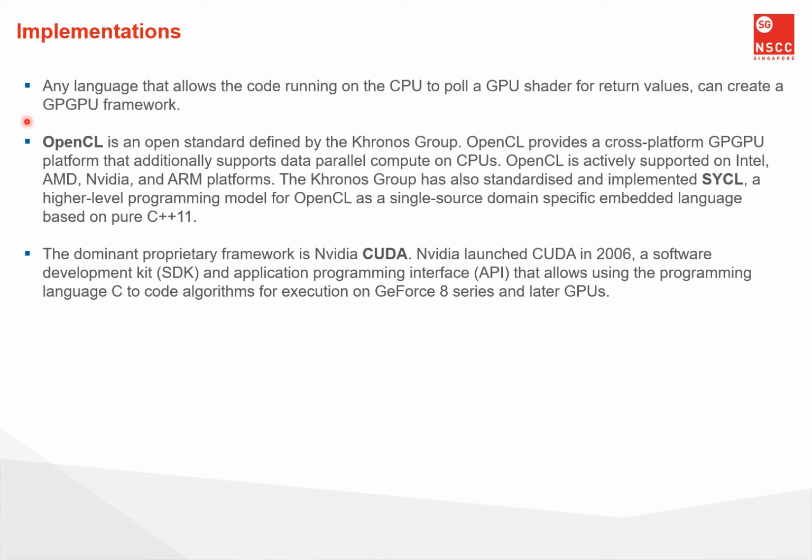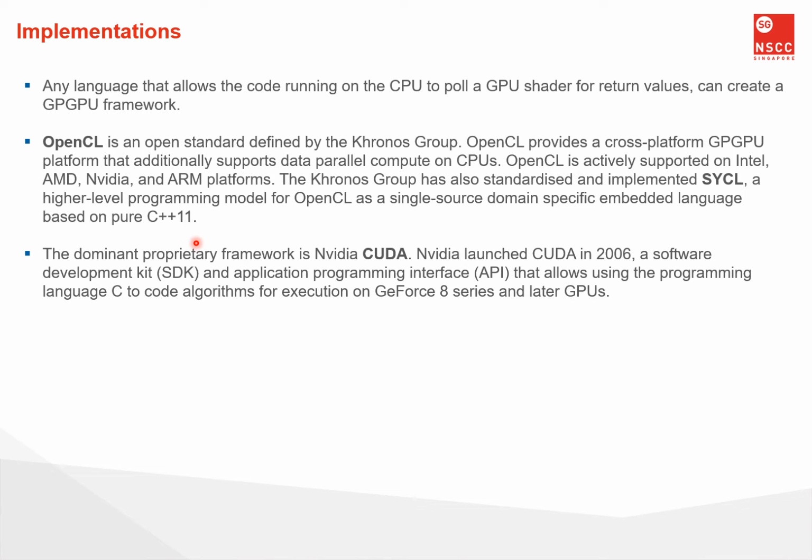Some of the programming languages are not just the ones from NVIDIA. For example, there is a standards-based one called OpenCL. This is an open standard defined by the group that also defined the OpenGL standard, the Khronos Group. OpenCL maintains a cross-platform GPGPU platform, and it supports data parallel compute on the CPU. OpenCL is actively supported by Intel, AMD, NVIDIA, and ARM platforms. And the Khronos Group has standardized a specific programming language called SYCL, a high-level programming model for OpenCL as a single-source domain-specific embedded language. This language, SYCL, is based on pure C++.